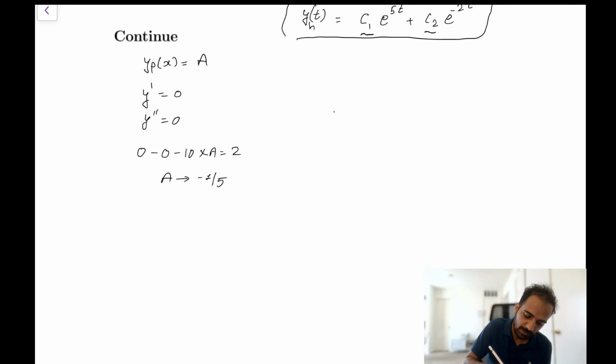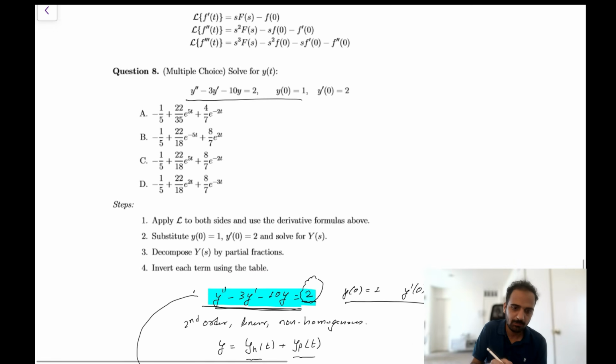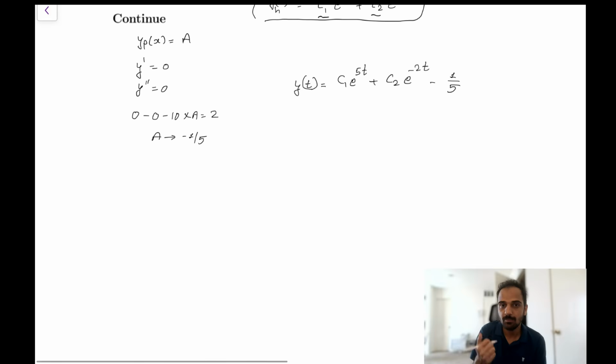So my general solution is c1 e to the 5t plus c2 e to the minus 2t minus 1 over 5, right? This is the general solution, but I still have to use the boundary conditions to get the exact solution. So to get the exact solution, now I will use my boundary conditions.